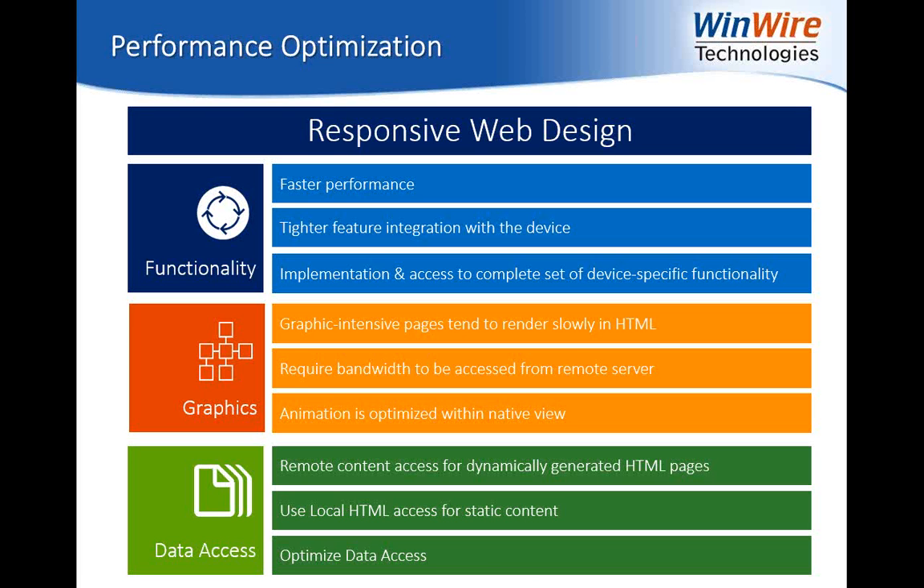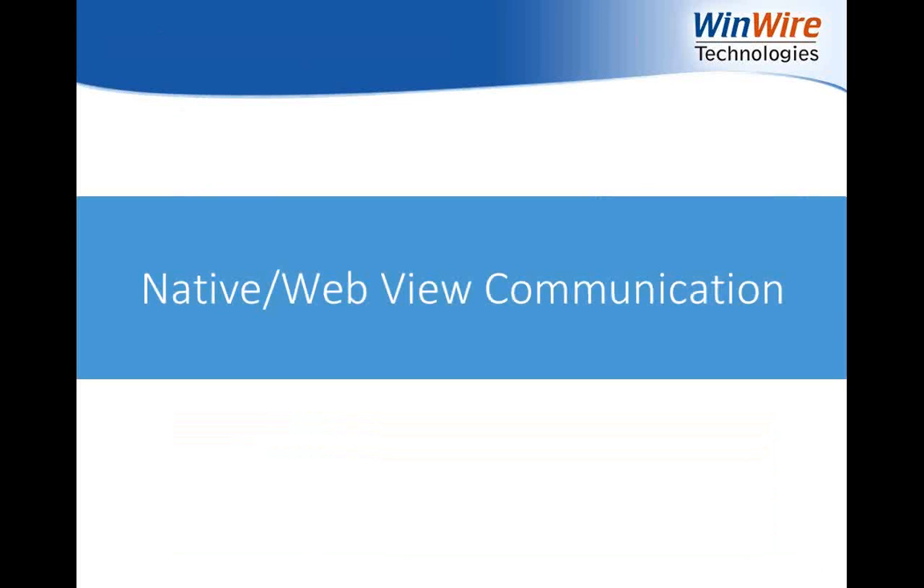Of course, if you have a graphic-intensive application, you don't want to use HTML. That's a case where you have to move away from it and use a native application. And in terms of optimizing data access, use as much local content as you can, because remote content can create latency, of course. Now moving on to native web view communication, Sanjay is going to be covering that for us.